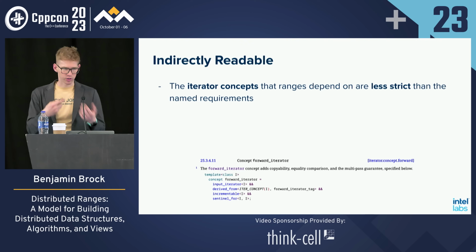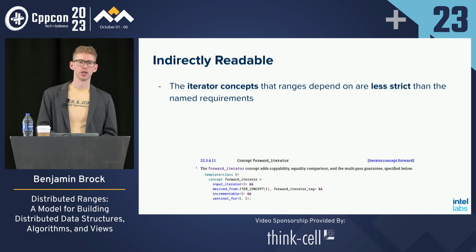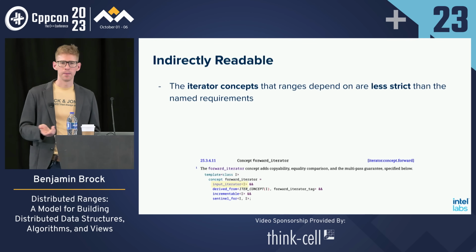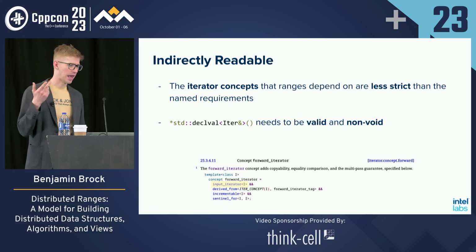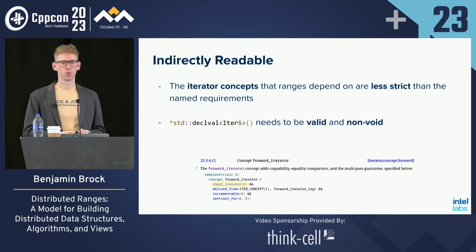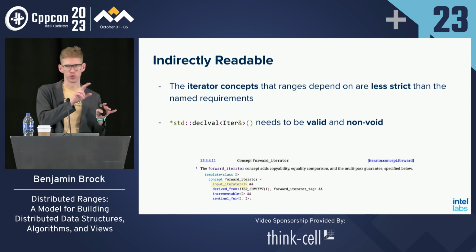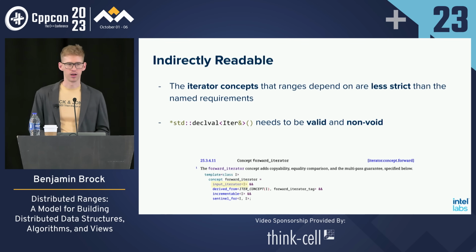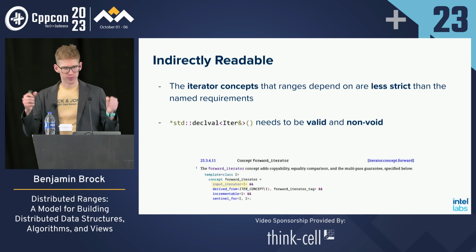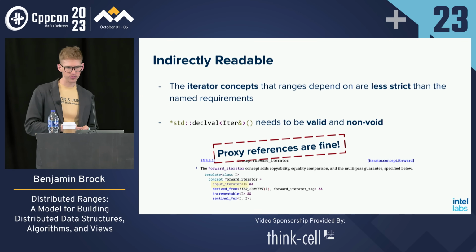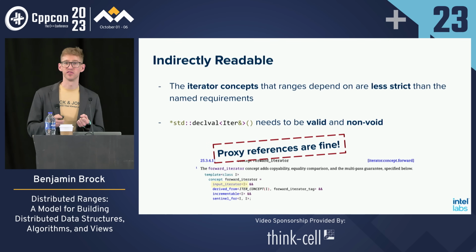So the new iterator concepts that we have, right, are less strict. And specifically what they say is that a forward iterator just needs to be an input iterator, right, which requires that if you do star iter, it returns something which is valid and non-void. So we will fulfill the iterator concepts here for these remote pointers, and proxy references are fine.